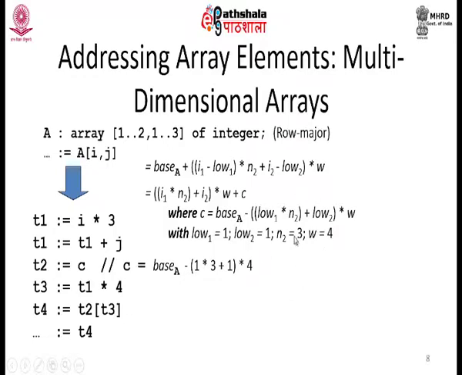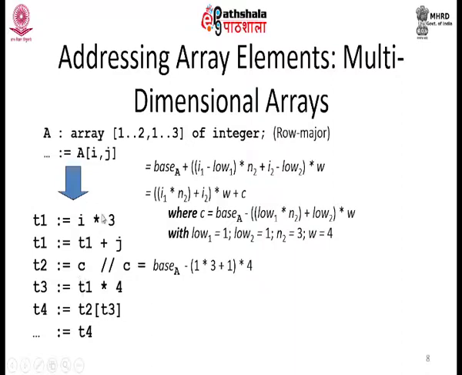So, how do I compute this? This is nothing but 1 into 3 plus 1 multiplied by 4. So, 1 into 3 is 3 plus 1, 4 into 4 is 16, that should be subtracted from the base address, and finally it should be incorporated here for computation.